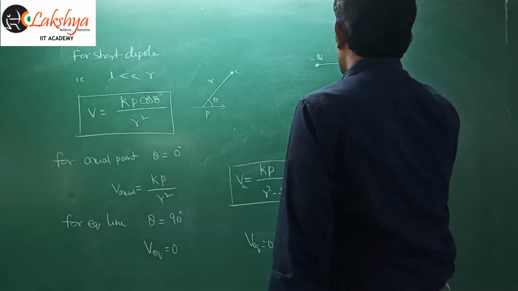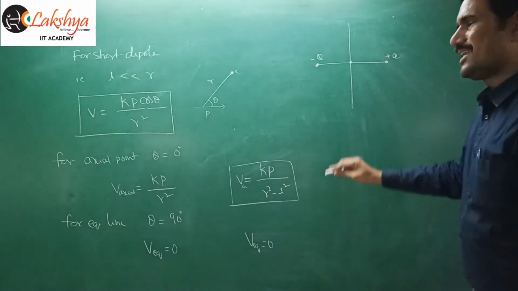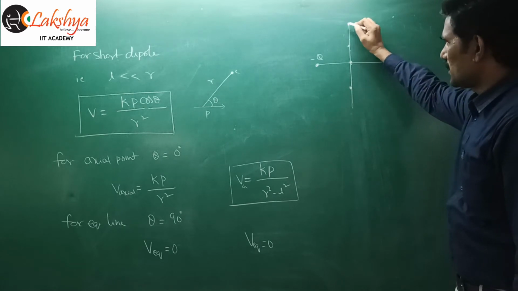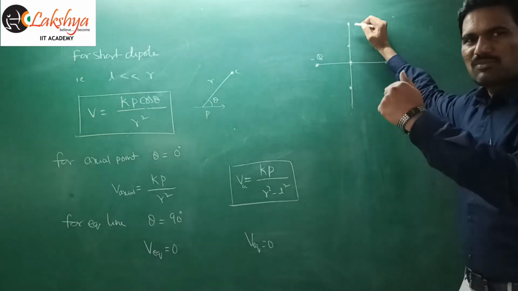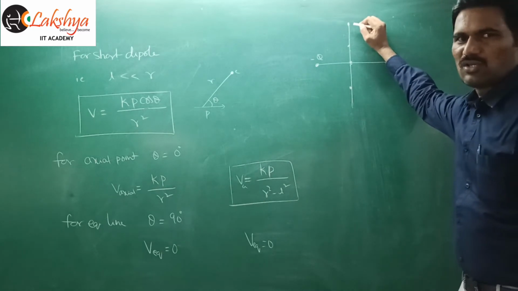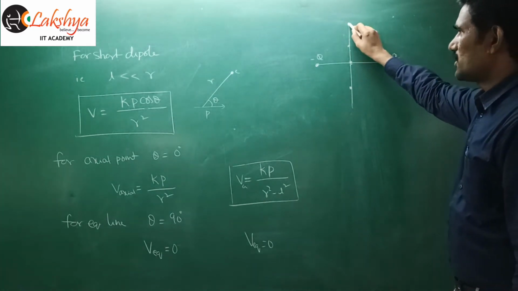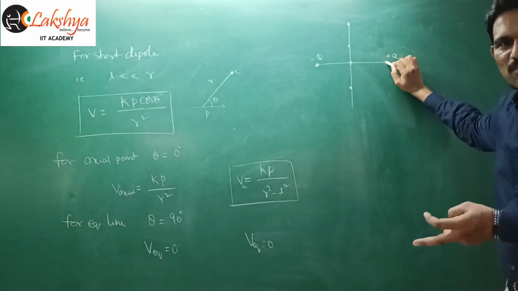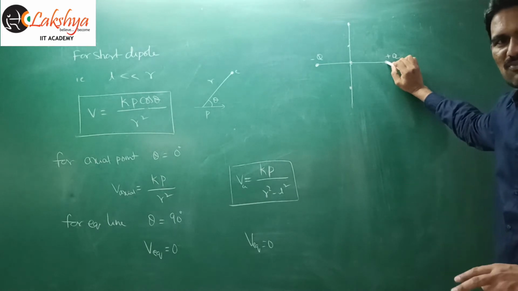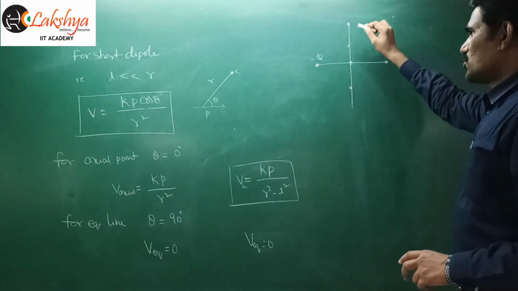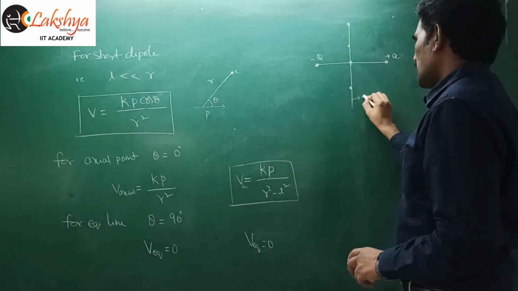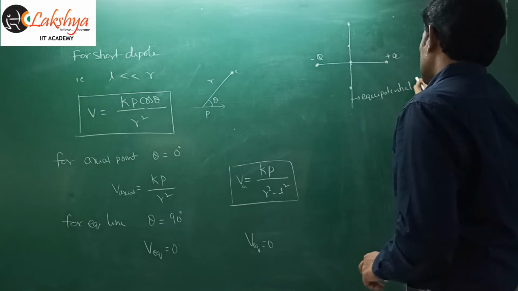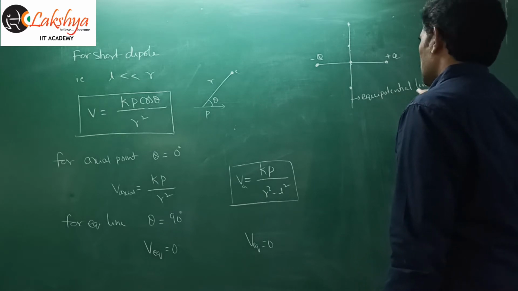Suppose this is our equatorial line here. At any point on this equatorial line, whether here or here or at any distance from the center, the potential will be 0. If you take a point here, the potential due to the negative charge and the potential due to the positive charge are equal in magnitude but opposite in sign, so they cancel each other. So the net potential will be 0, and this equatorial line is equipotential.